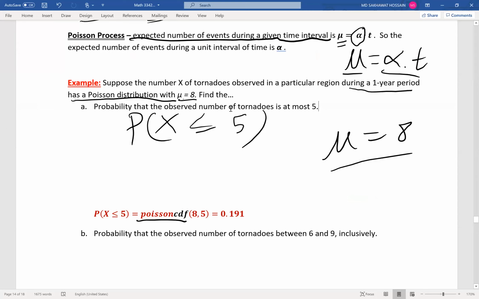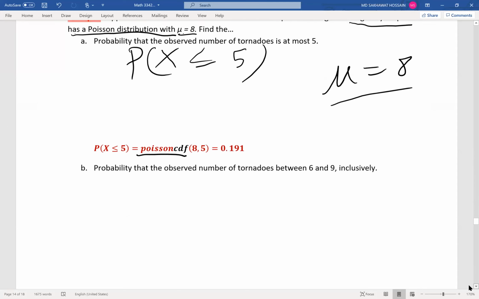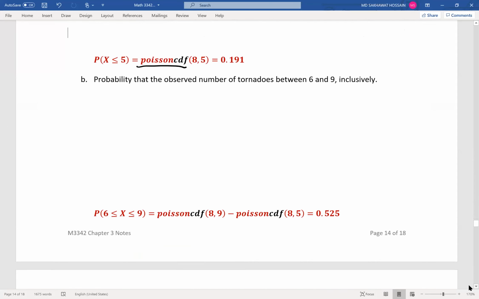So you can either use a calculator or you can use a spreadsheet. The second one is the probability that the observed number of tornadoes is between 6 and 9 inclusive. Okay, so for binomial distribution, we didn't see any example like this. We didn't find any probability between two numbers. I will discuss this one also for binomial distribution. So we have to find the probability where x is between 6 and 9 inclusively.